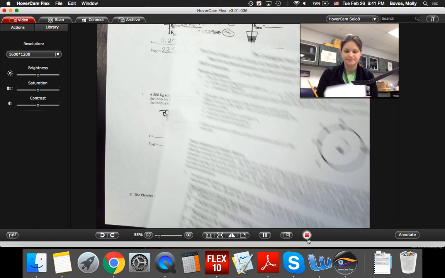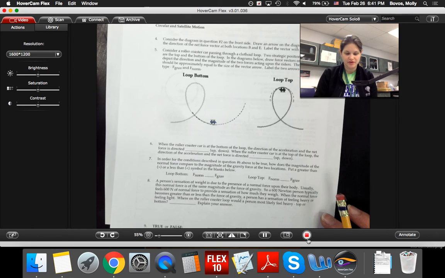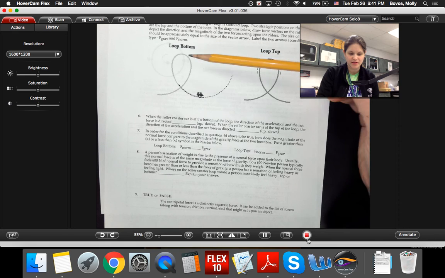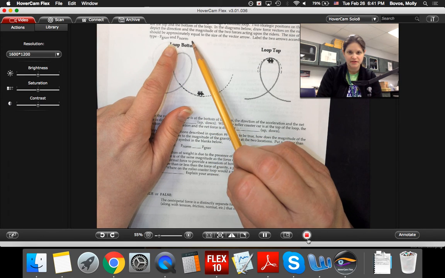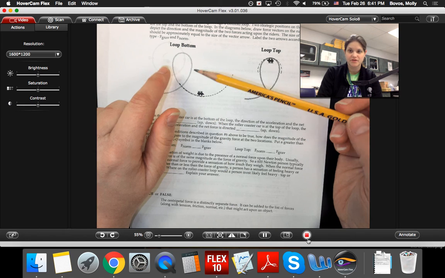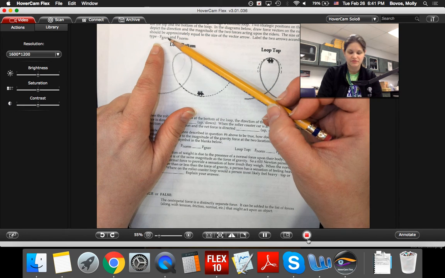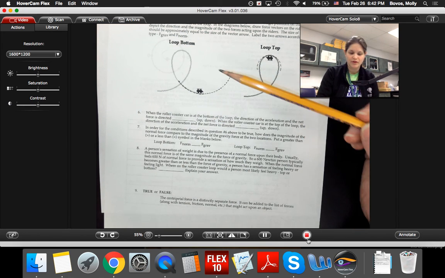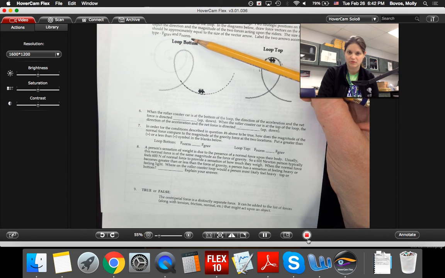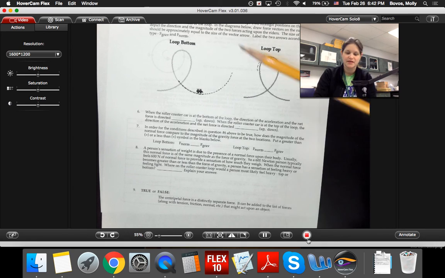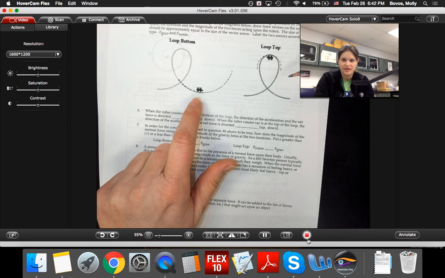What do you think about that? And then you're going to be doing some labels on here. You're showing me the normal force. Normal force is that force caused by the surface, and then also the force of gravity. Where do you think gravity is going to be the bigger force, and where do you think normal force is going to be the bigger force? Think about what we did with the elevator on Monday, okay?